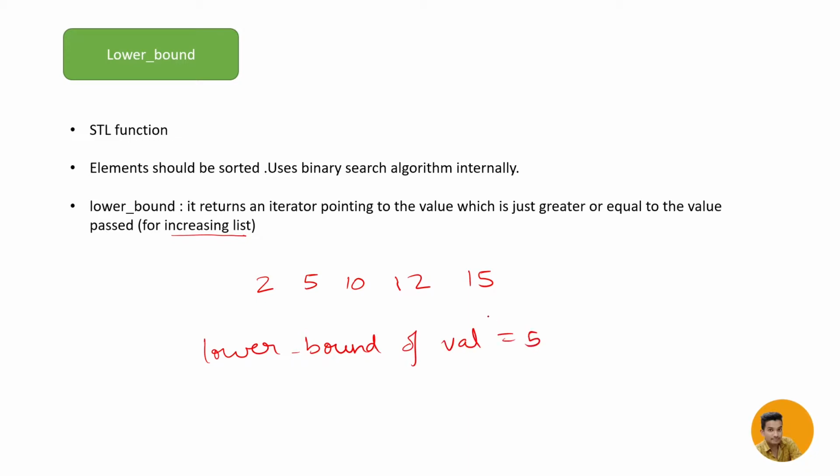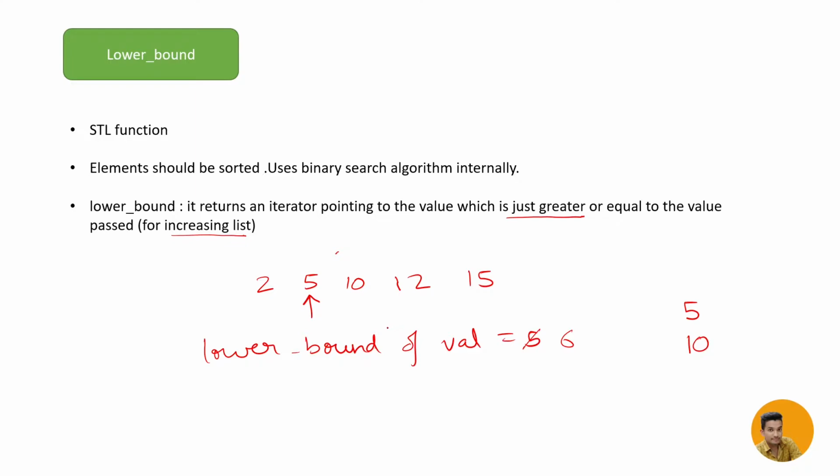Since it returns an iterator pointing to the value which is just greater or equal to the value, 5 is present in the list, so it is going to give us 5 as the output. Let's take another example, the lower bound of value 6. 6 is not present, so it is going to give the just greater one. 10 is the next greater element, right? 6 will come somewhere in between and 10 is the next greater. So the output will be 10.